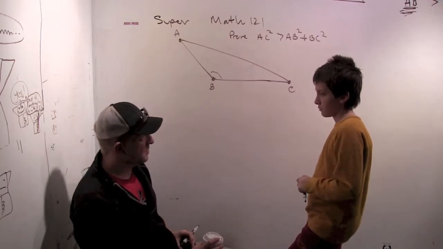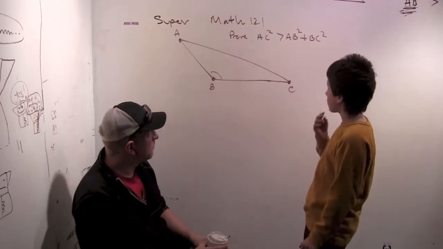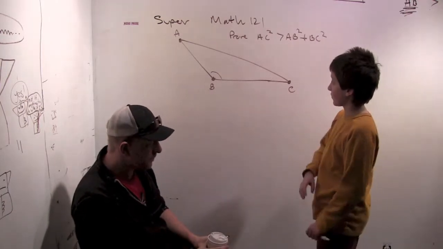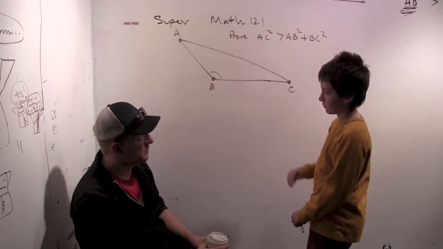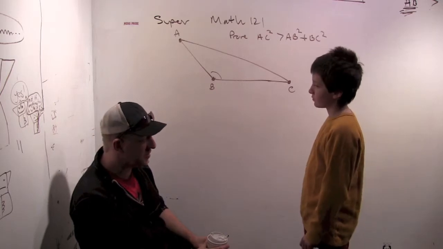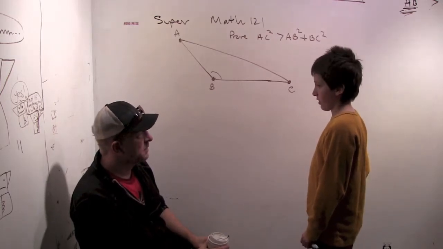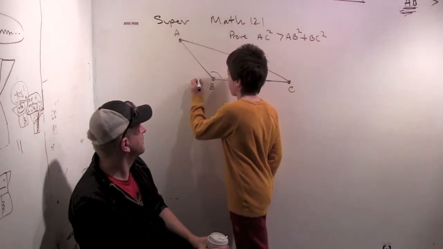And what do you think we're going to use to prove this? Well, probably, since there's squares, we're probably going to use the Pythagorean theorem. The Pythagorean theorem is going to come into play, and that gives us our first hint of what we want. If we're going to use the Pythagorean theorem, what do we need? Right triangles.